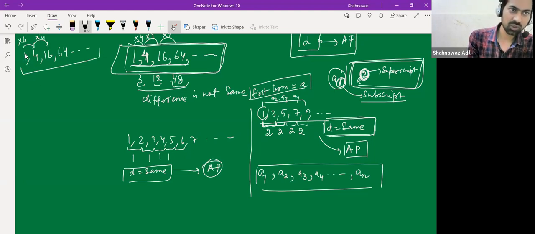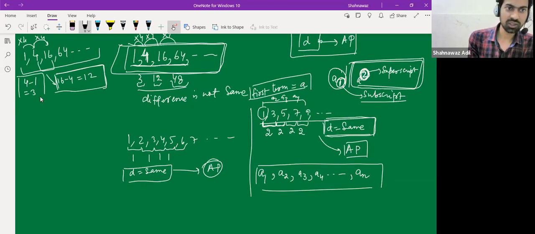The difference between 1 and 4 is 4 minus 1, which is 3. And the difference between the next terms was 16 minus 4, so this is 12. So it doesn't come under this. This is not an option. So this is not an AP, right?